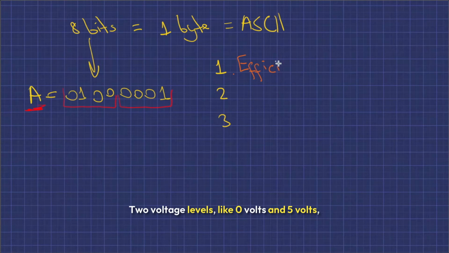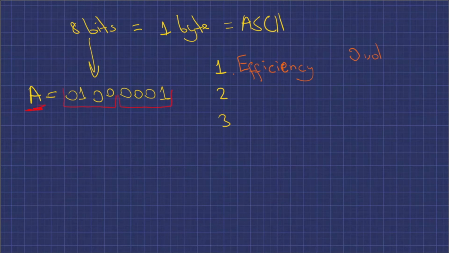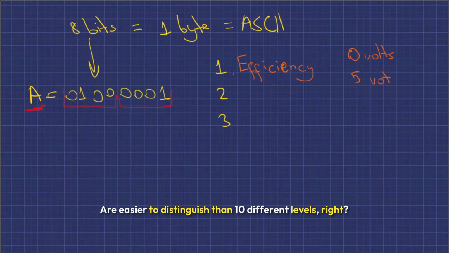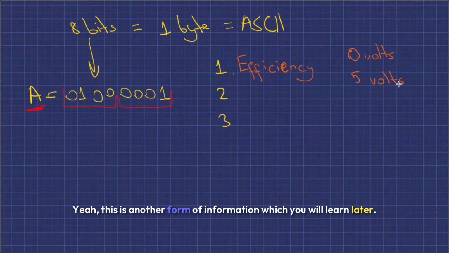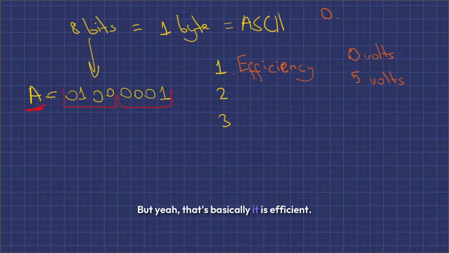Two voltage levels, like 0 volts and 5 volts, are easier to distinguish than 10 different levels, right? So 0.5 volts. Yeah, this is another form of information which you will learn later. But that's basically it, it is efficient.